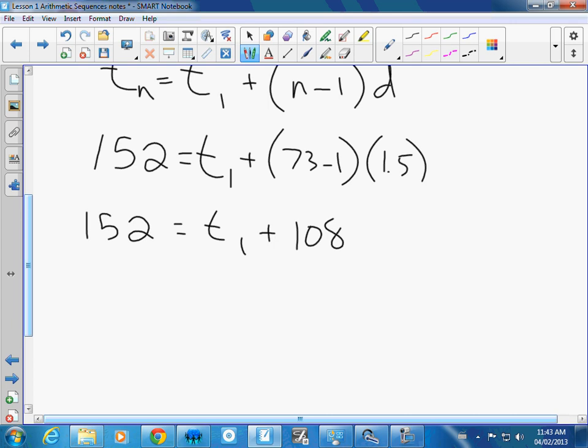Now what do you do with the positive 108? Subtract it from both sides, right? That's basic algebra. If you add 108 to this side, subtract it from both sides. So what is that? Here, I'll do the math here just so you can see me doing it. 108, subtract 108. Those are gone. So what's the first term? 44. 44 what? Okay, minutes.